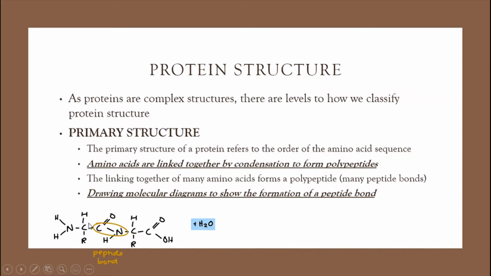So here we have the formation of a peptide bond in which the carbon of one amino acid links to the nitrogen of the second amino acid, and that gives us this characteristic NCC backbone. So NCC, NCC. And if we linked many amino acids together, we would get that pattern: NCC, NCC, NCC, so on and so forth. Where we link many amino acids together, we refer to that as a polypeptide because we would have many of these peptide bonds.